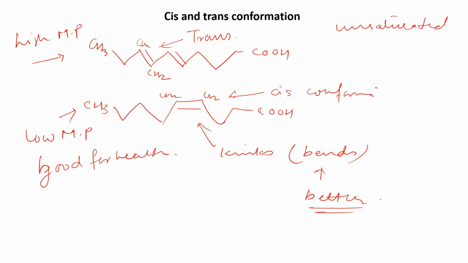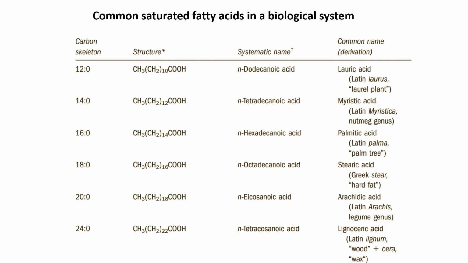If we compare saturated and unsaturated, then unsaturated is better. In unsaturated also, when we compare trans and cis, then cis is better compared to the trans. This is the list of some common saturated fatty acids found in the biological system. So from this table, what we can see is, see from here carbon skeleton 12 to 24. That means the common length of fatty acid which is found in a biological system have the carbon length of 12 to 24.